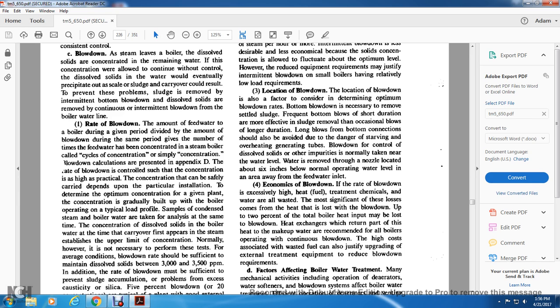The danger of starving and overheating generation tubes. Blowdown for the control of dissolved solids and impurities is normally taken near the water level. Water is removed from a nozzle located about 6 inches from the normal operating water level, in an area away from the feed water inlet.